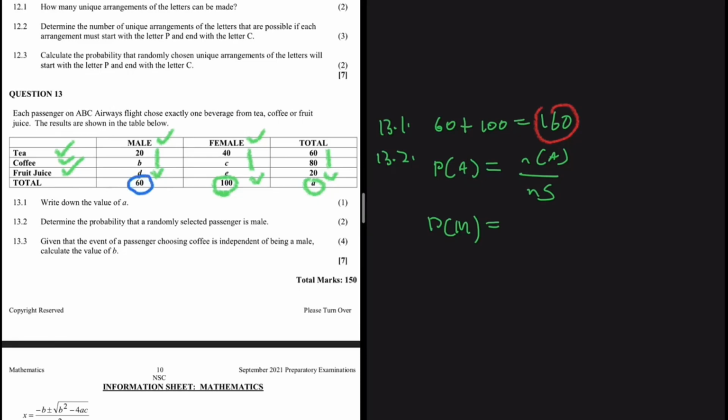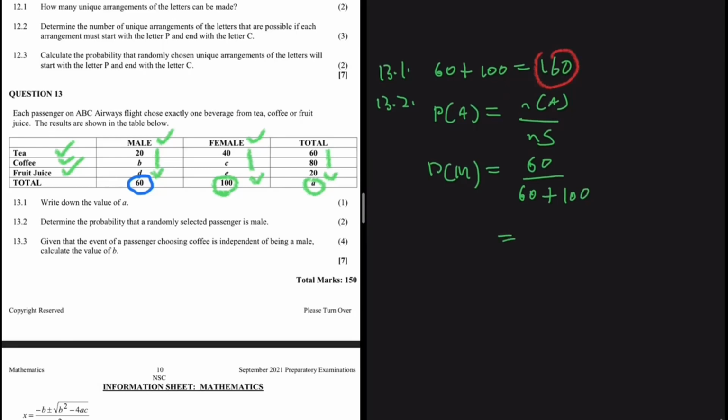Is the total number of males. So we're going to have 60 divided by the total number of passengers in the flight, right? So we have 60, which is the males, plus 100, which is the females. So the probability of picking a person at random and that person being a male will then be equal to 3 divided by 8, which you can convert to decimals and even a percentage.